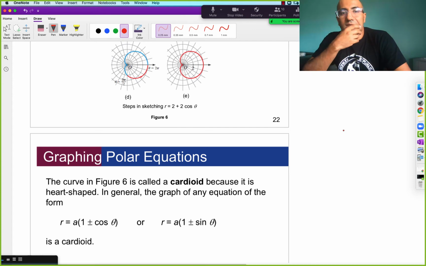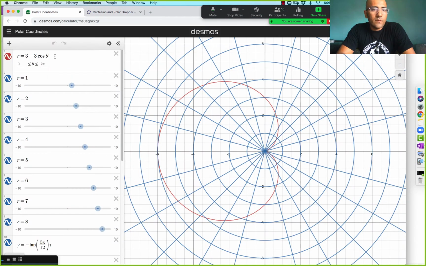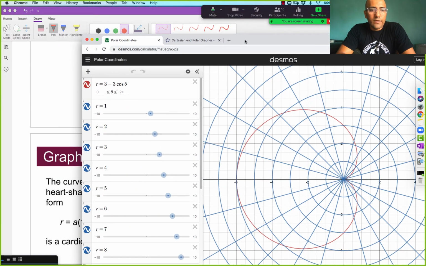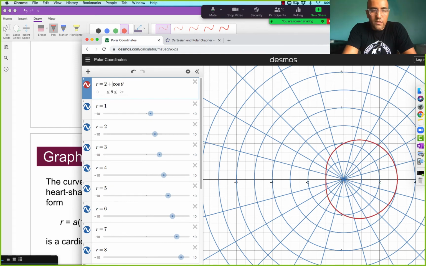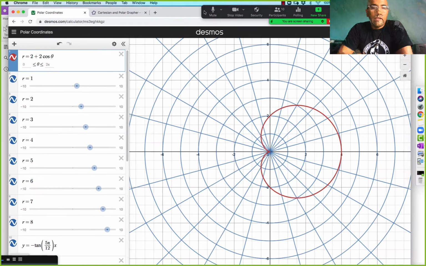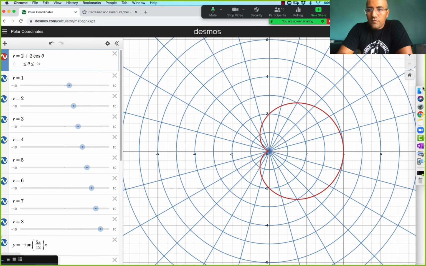What do I want to do? Let's go to Desmos. Well, here's a cardioid right now. So anything that fits that. So what did we have? We had r equals 2 plus 2 cosine of theta. So Desmos is actually not that great with polar. I love it for anything rectangular. It's actually not that great with polar.